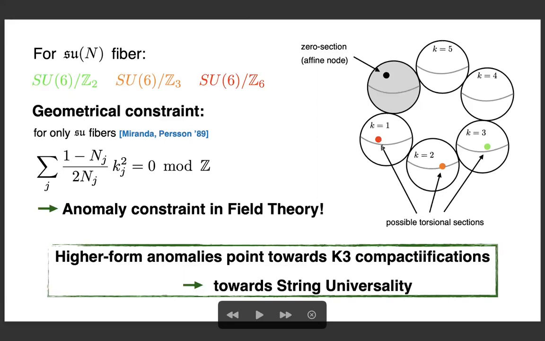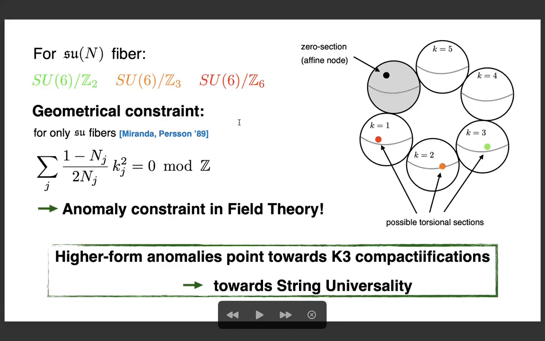For example, if it intersects here, I will know that the global realization is given by SU6 mod Z6. It could intersect here, then it's SU6 mod Z3. And it could intersect this node, and then it's SU6 mod Z2.